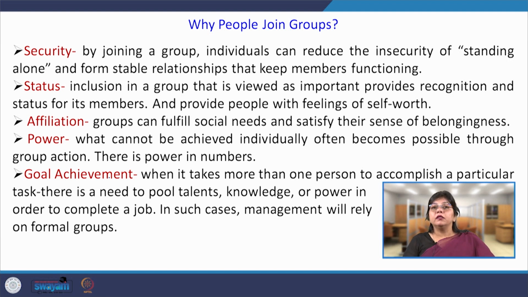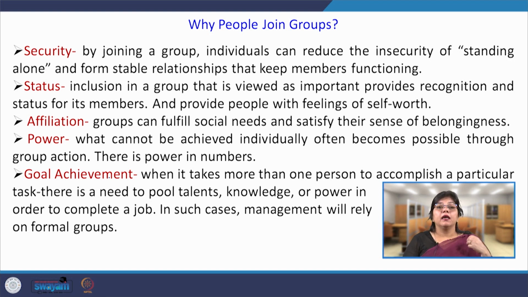And the most important reason is goal achievement. When it takes more than one person to accomplish a particular task, there is a need to pool talents, knowledge or power in order to complete a job. In such cases, management will rely on formal groups.